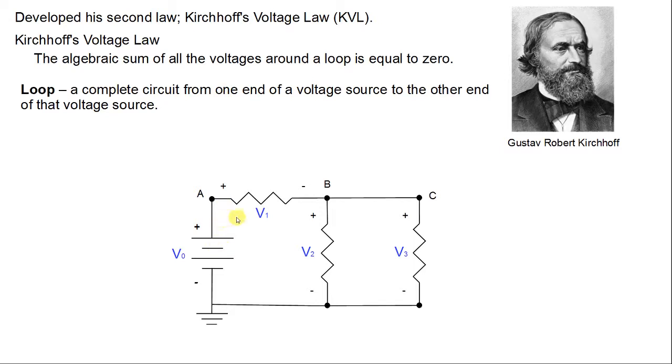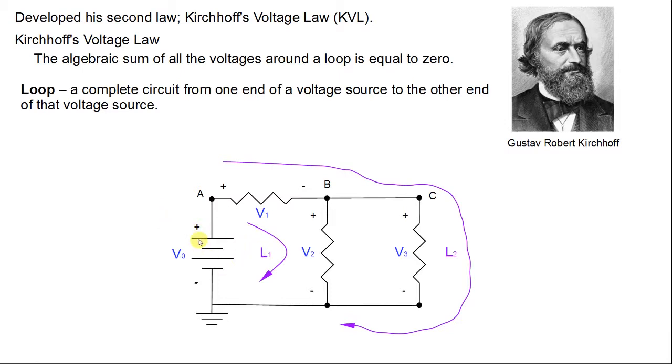So I have a loop right here, right? I can show that. There's one of my loops. It goes from A to B to ground, which is in essence back to the source. Okay, so that is a loop, but it does not include this resistor here. It does not include C to ground. So I'm going to have more than one loop in this circuit. So here is a loop, and let's look at the other loop here.